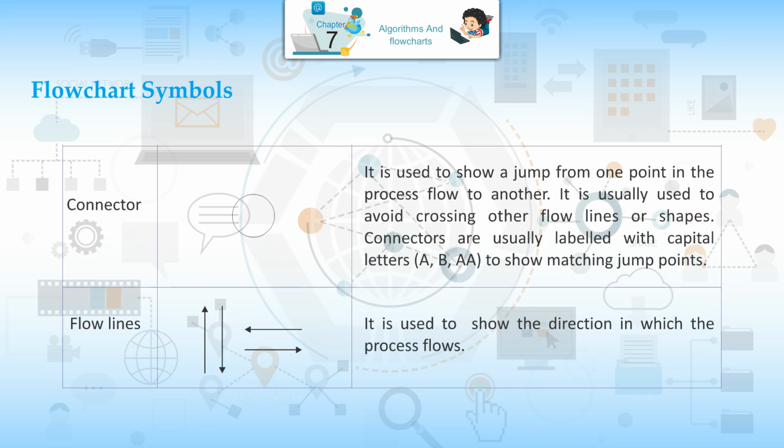Connector. It is used to show a jump from one point in the process flow to another. It is usually used to avoid crossing other flow lines or shapes. Connectors are usually labeled with capital letters A, B, AA to show matching jump points. Flow lines. It is used to show the direction in which the process flows.